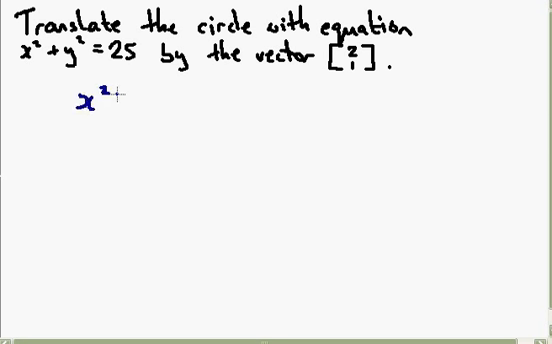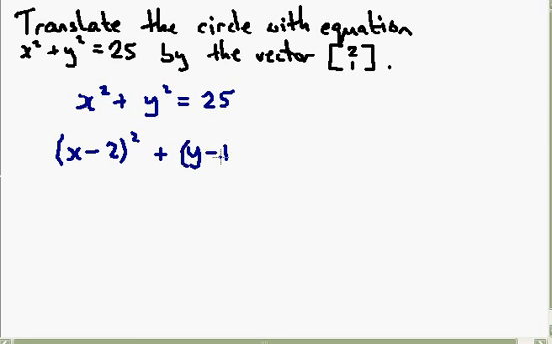So I'll write that down again here. And we are going to translate it by the vector (2, 1). So that means that x now gets replaced with x minus 2. So I'm actually going to have (x minus 2) all squared rather than just x squared. Now y is getting moved 1, so I'm going to replace y by y minus 1. Okay, so I'm always getting the negative of what's in the vector. And that's still equal to 25.